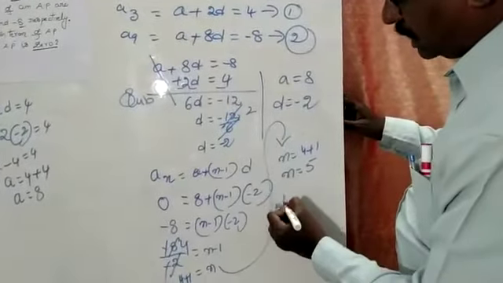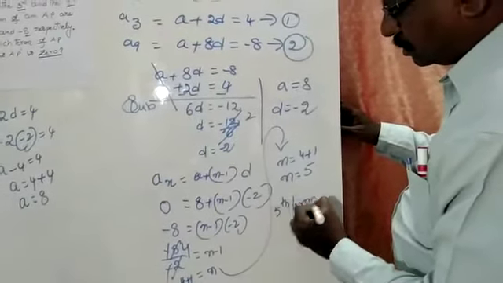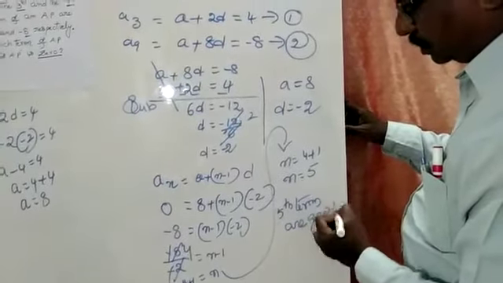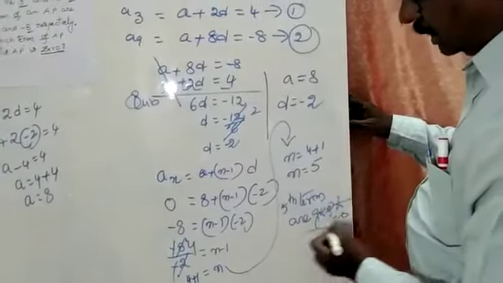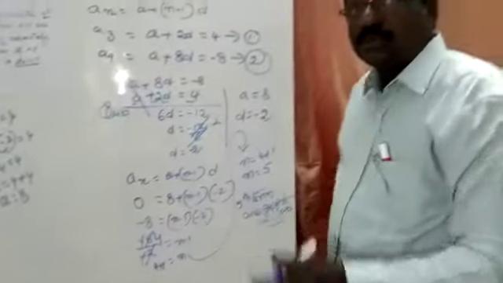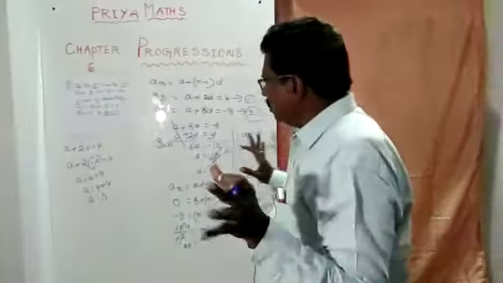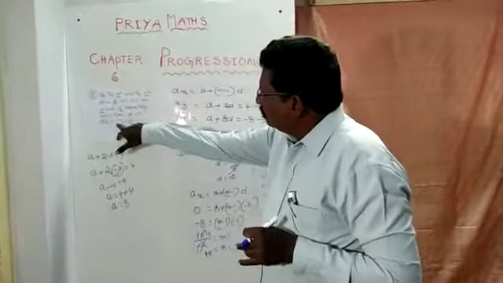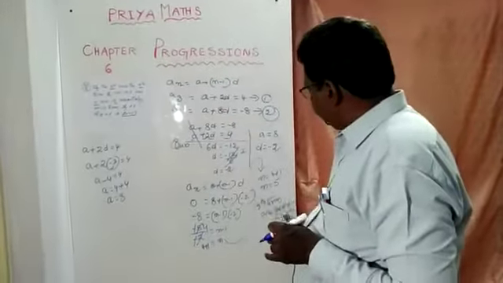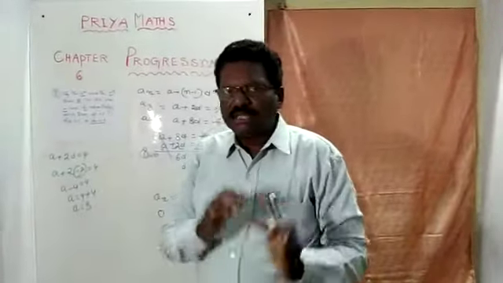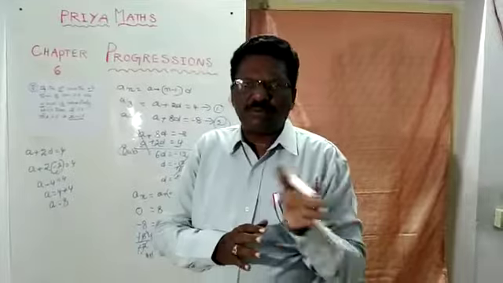So the fifth term goes to 0. So students, which term of the AP is 0 means the fifth term is 0. We have to practice like this model. Next model, a very important problem, we have to discuss.